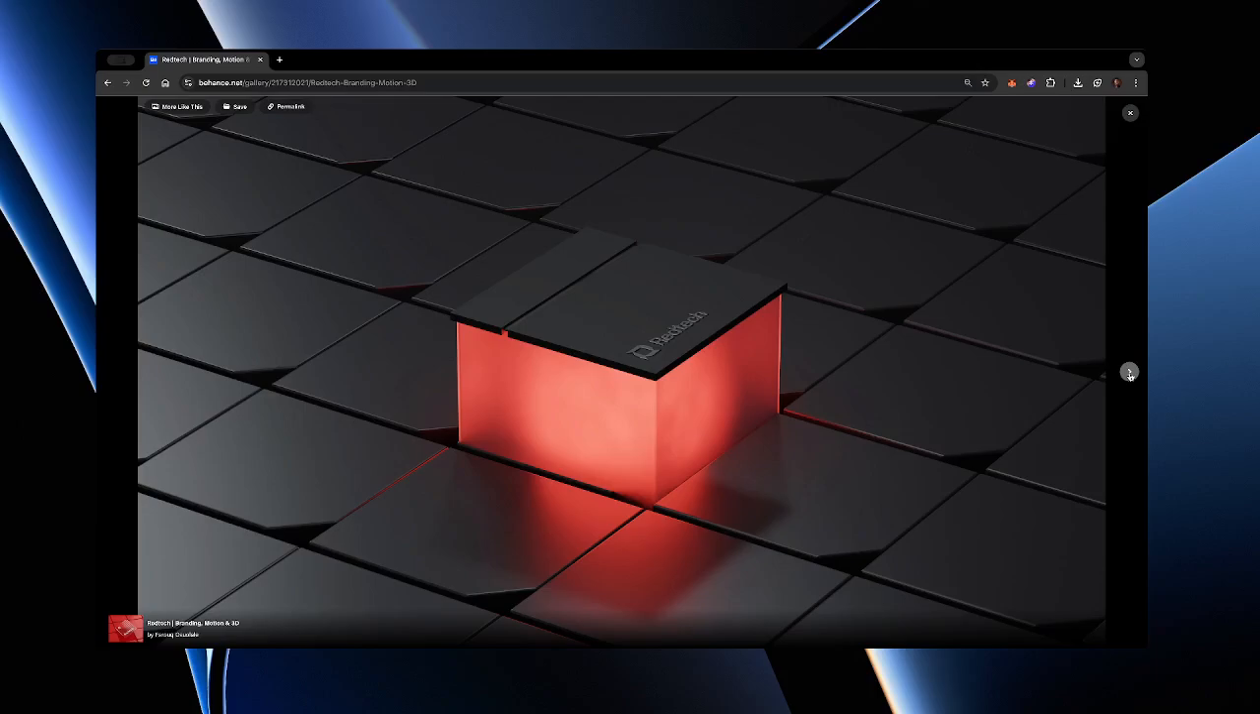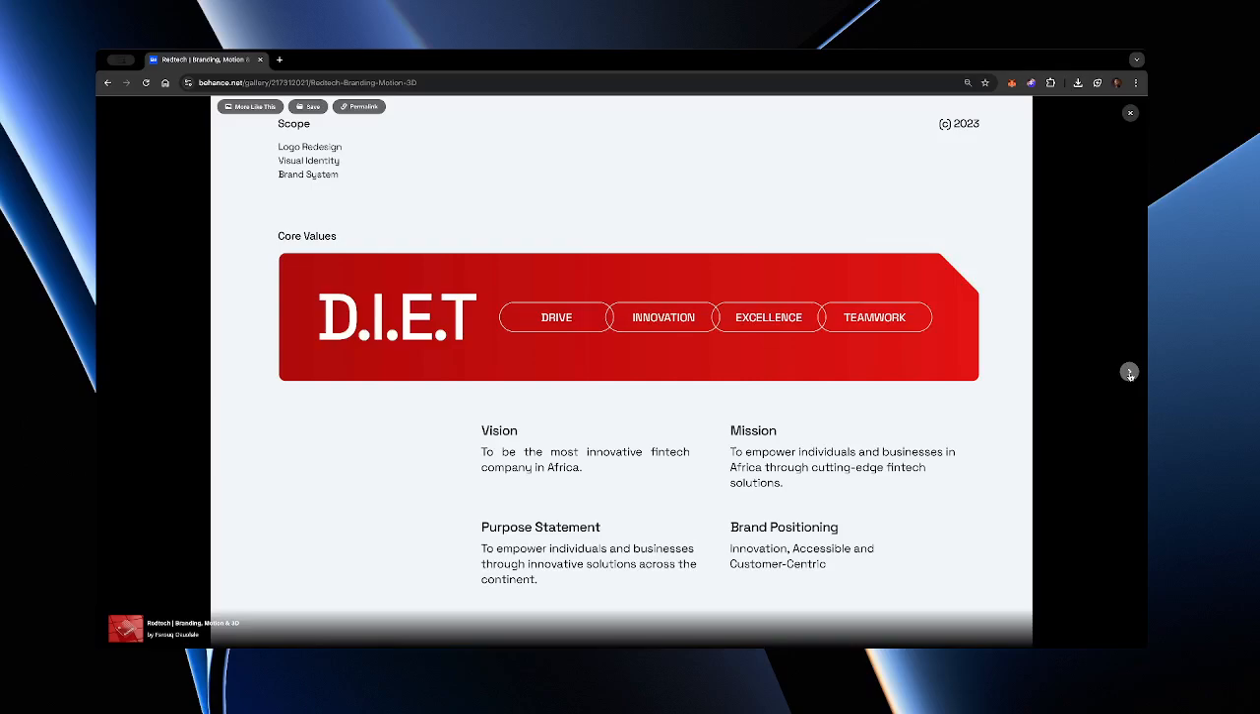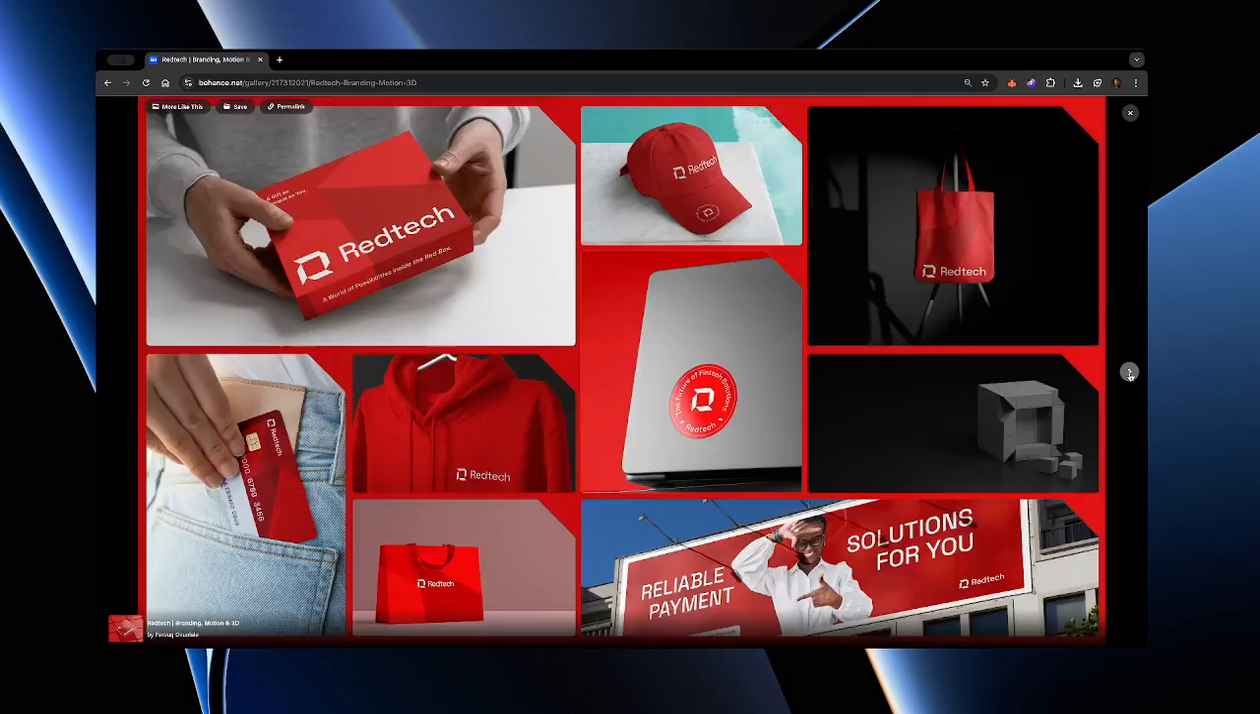So here we have one of the visuals of the logo. We're actually going to get to the point where you understand the idea behind the logo itself. We have the core values, which is drive, innovation, excellence, and teamwork. The vision, which is to be the most innovative fintech company in Africa. Purpose statement, which is to empower individuals and businesses through innovative solutions across the continent. They're trying to position themselves as innovative, accessible, and customer centric.